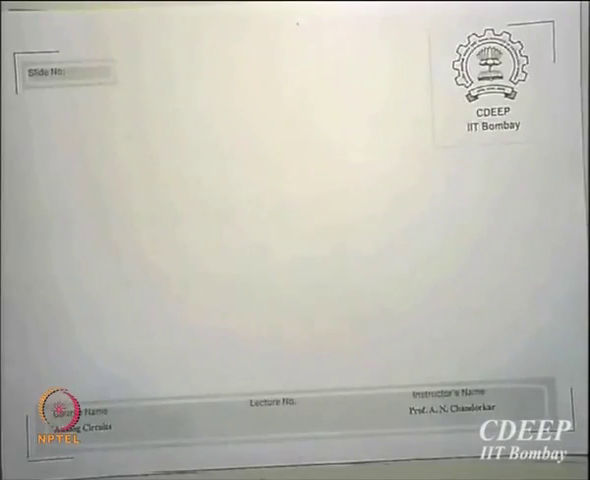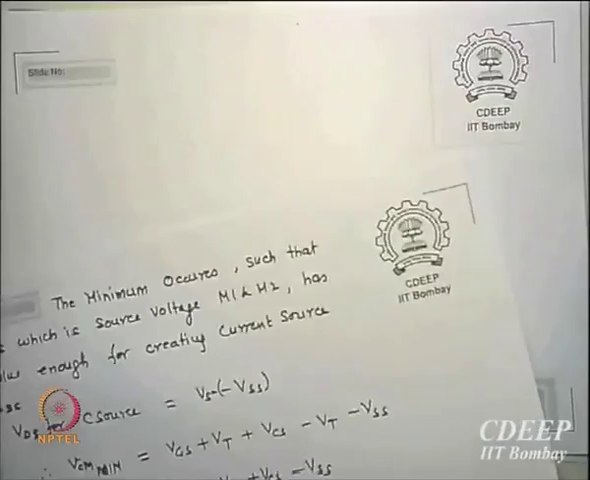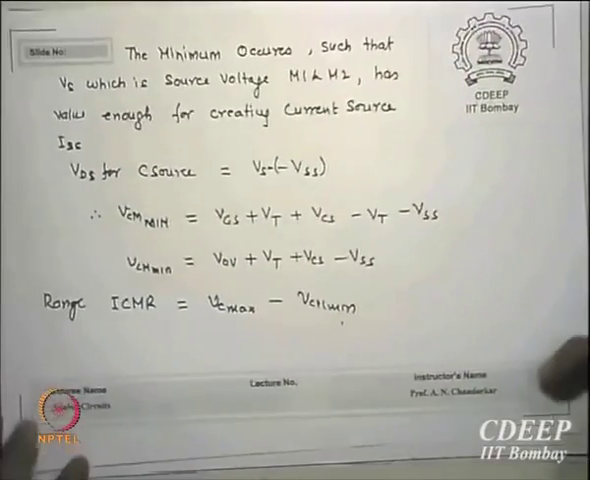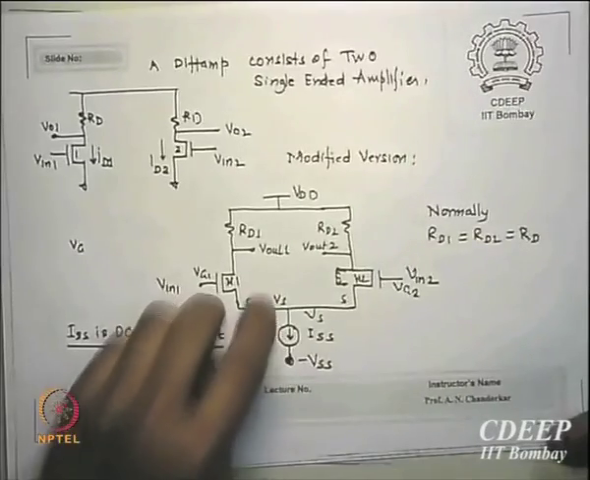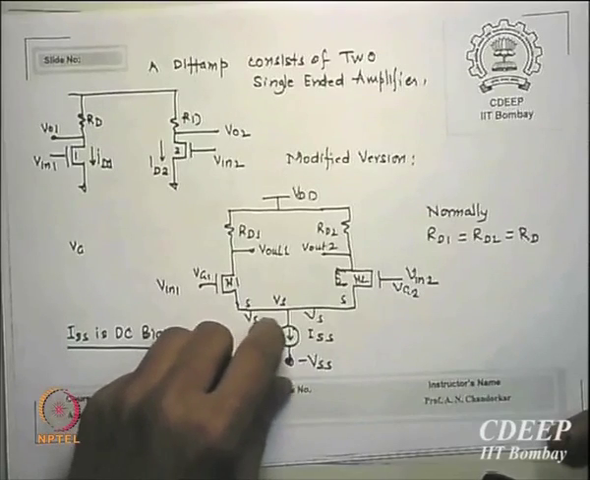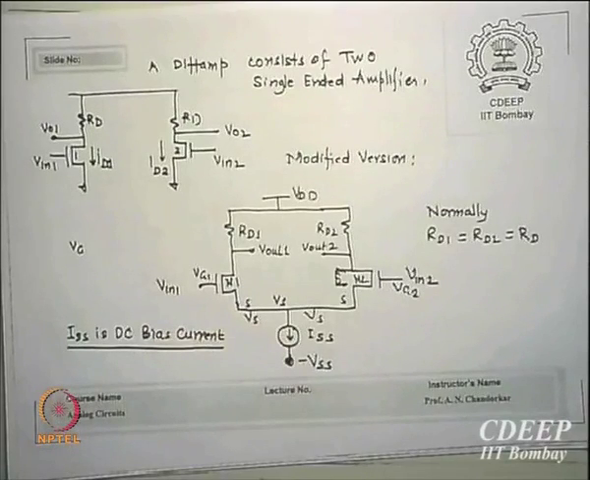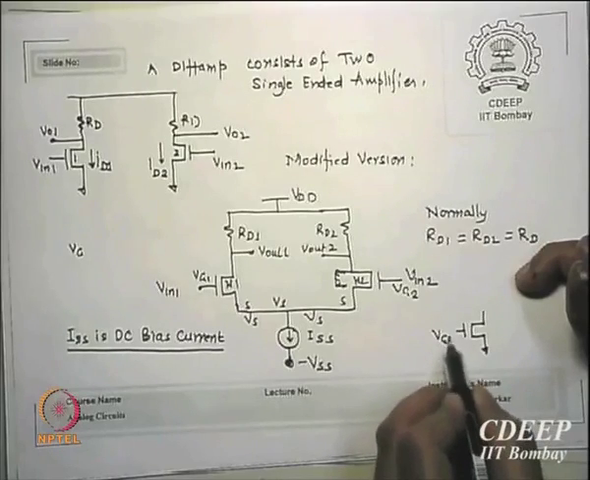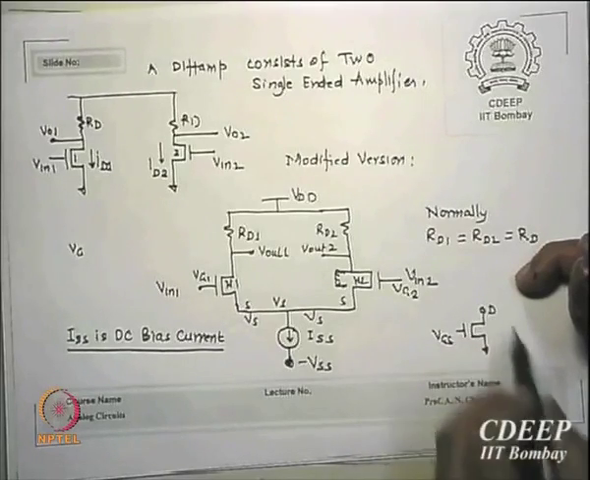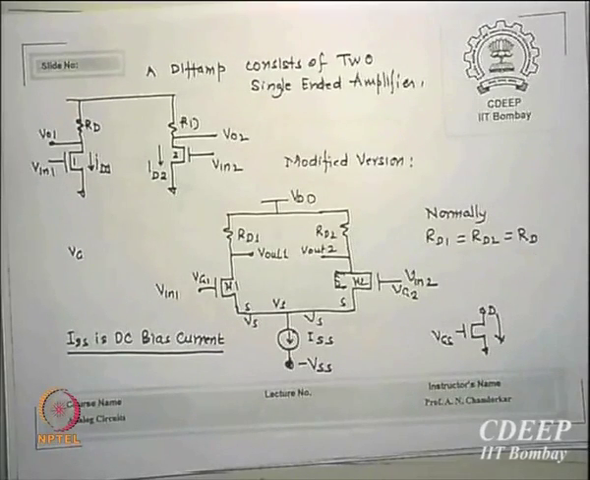Now coming to the minimum side, from where I should take the minimum? From the source side. The minimum occurs such that Vs, which is the source voltage, please remember source voltage is... this current source, do you know how we make a current source? How do I make a current source? If I use a transistor, put a proper VGS, and I see to it that the current is constant here. Okay, is that clear?